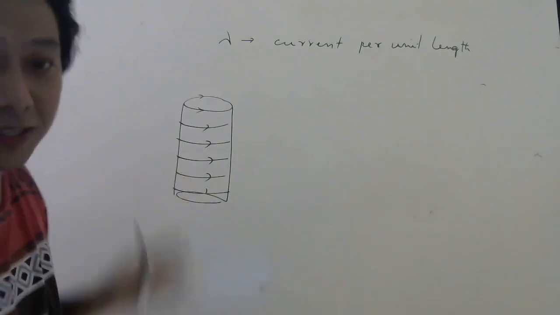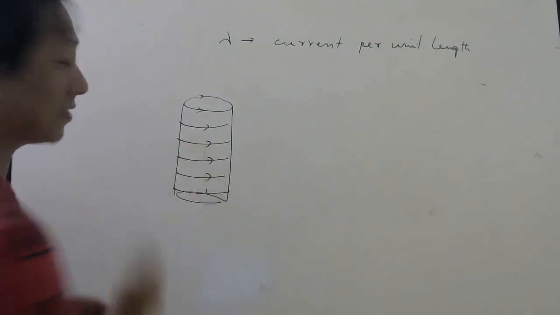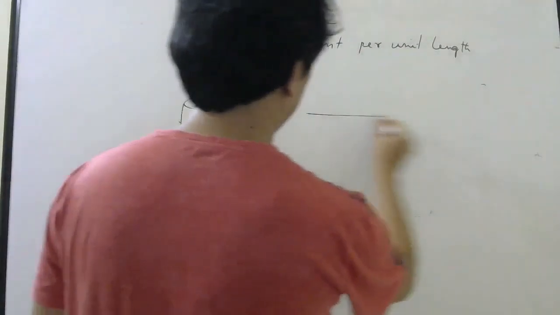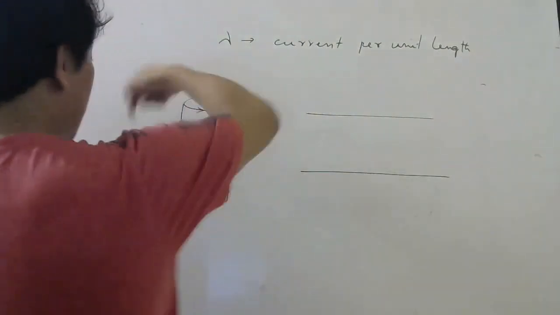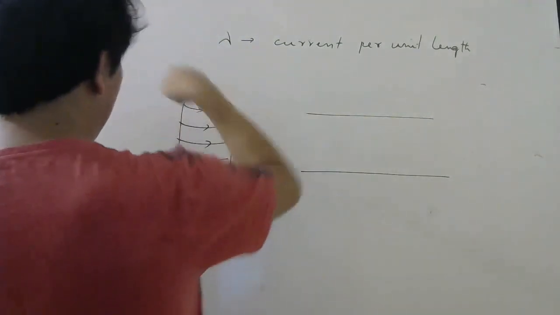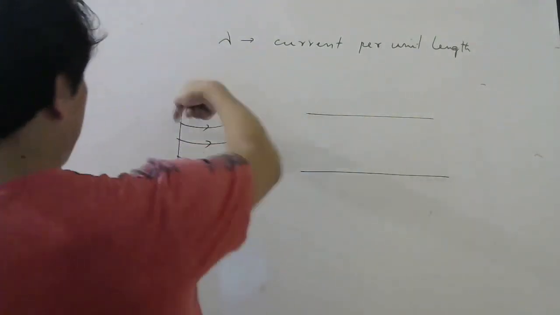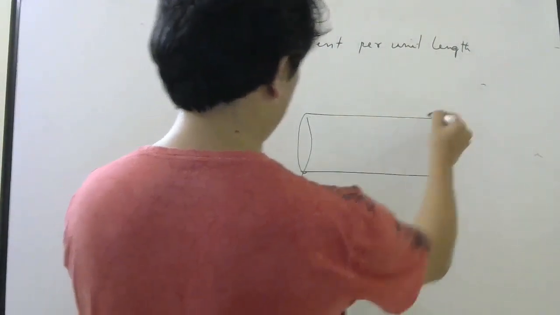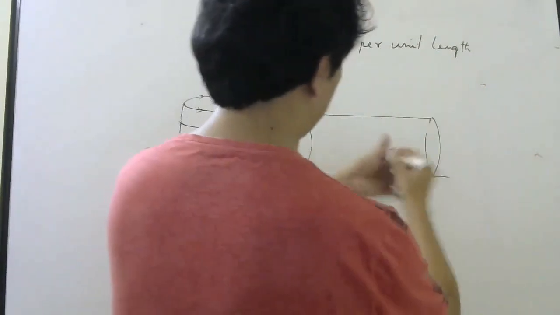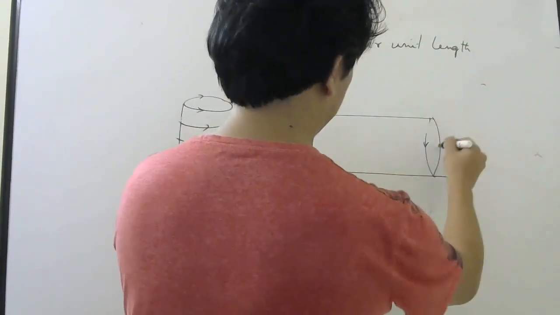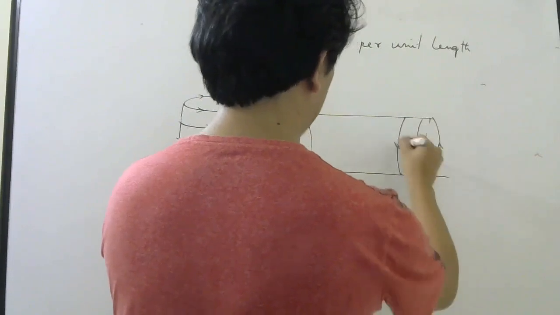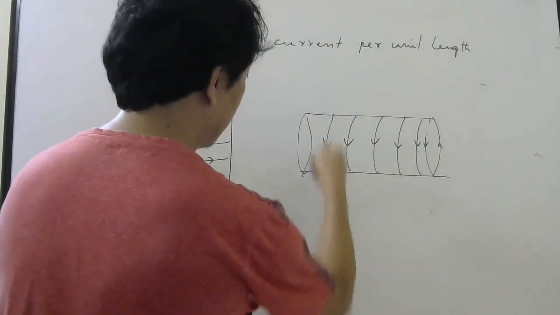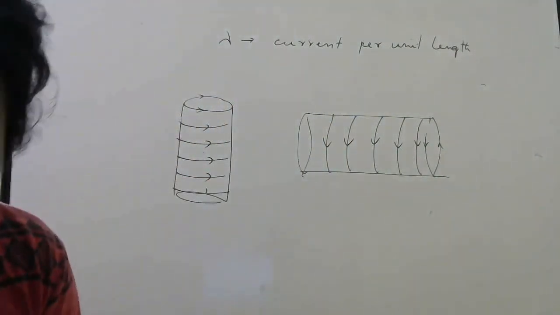So if you think of this, it is like a solenoid. They want the magnetic field inside. So you just turn this and keep it like this. If it is going like this, then here it is going in, here it is coming out. If this is your cylinder and current is flowing through the circumference like this, then here it is in, here it is out. They want the magnetic field inside.